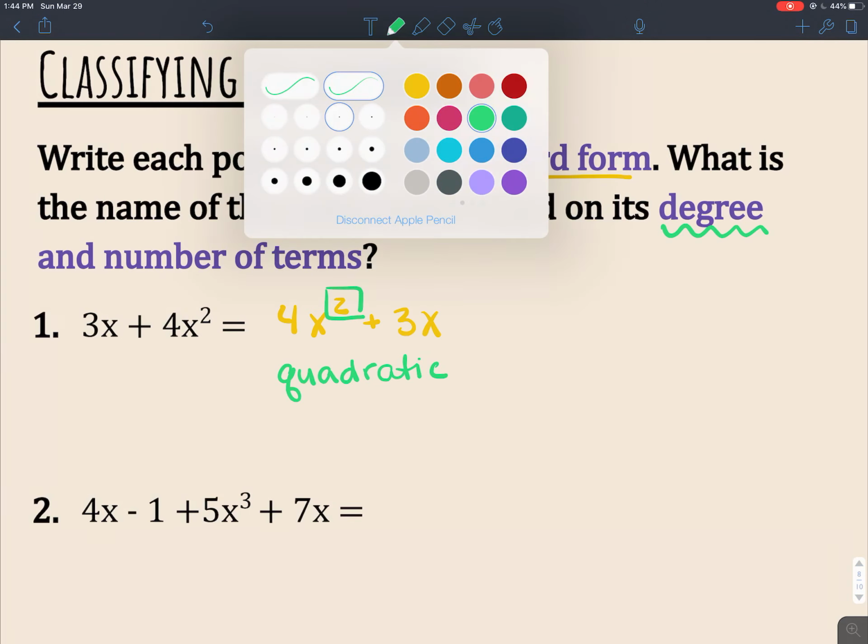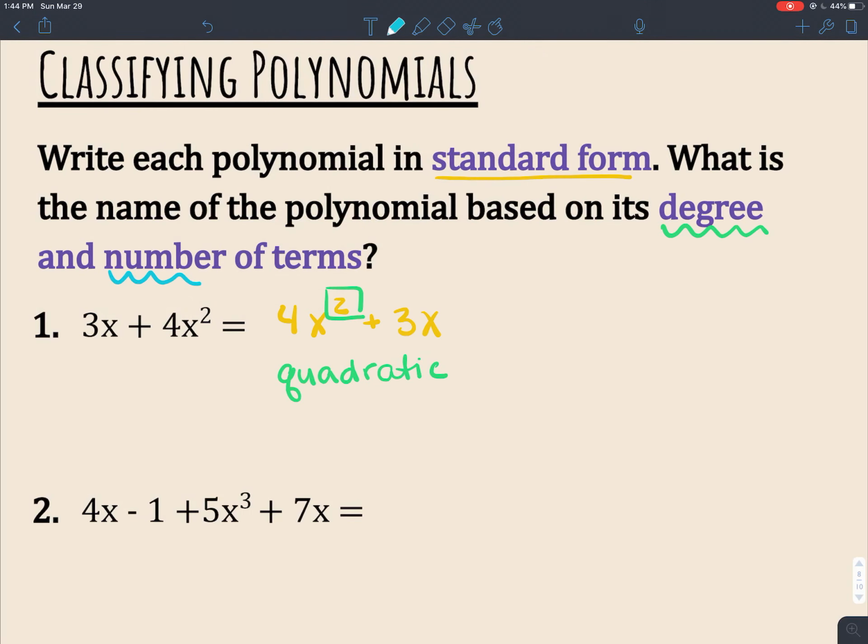And then the last thing we want to look at is based off the number of terms. We have 2 terms, so this makes it a binomial.